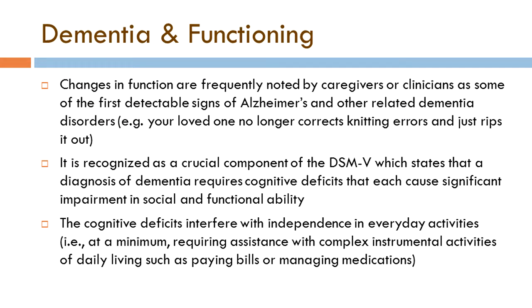So, in terms of dementia, changes in function are frequently the first things that we see. For a quick example, your loved one no longer corrects knitting errors. So we start to see some of those more complex activities of daily living, or what we call ADLs, start to see subtle changes in those. And it's a crucial component of the diagnostic and statistical manual that we use for definitions for diagnoses of various mental health and neurocognitive disorders. So it really interferes in your social and functional abilities at home, and that tends to be where we see it happen the most, in those early stages.